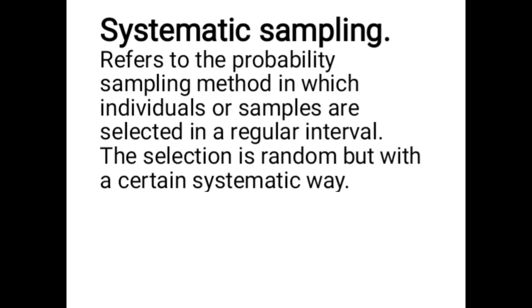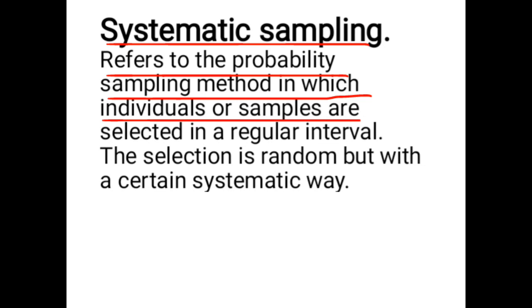Another type of probability sampling is systematic sampling. What is systematic sampling? Systematic sampling refers to the probability sampling method in which individuals or samples are selected at a regular interval. Now, a regular interval is a systematic way. Systematic sampling is done randomly but at a regular interval. A regular interval is what we consider a systematic way. You select individuals using a certain regular interval.